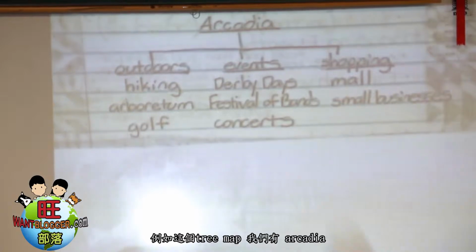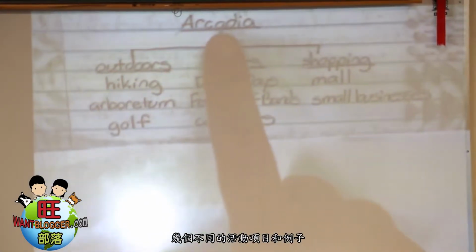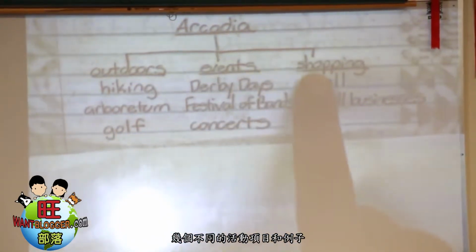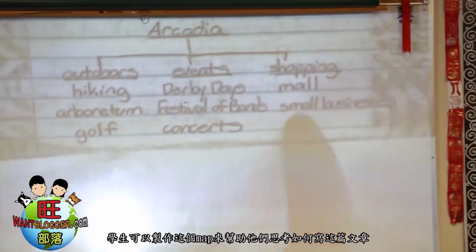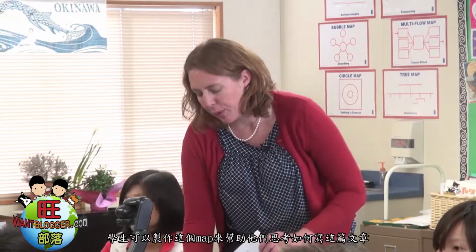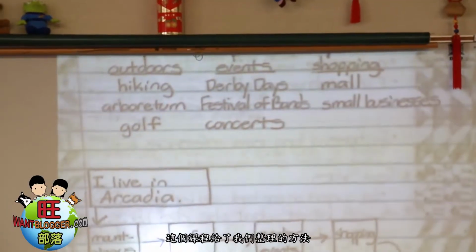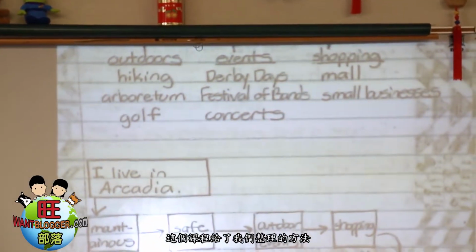The idea of a tree map is we have Arcadia, we have the different types of activities, and then examples of those different types of activities down here. So if they can do those maps, then they've done the thinking that they need to do for their writing. But they need to get organized before they write. And the Write from the Beginning program gives us an organizational structure to do that.